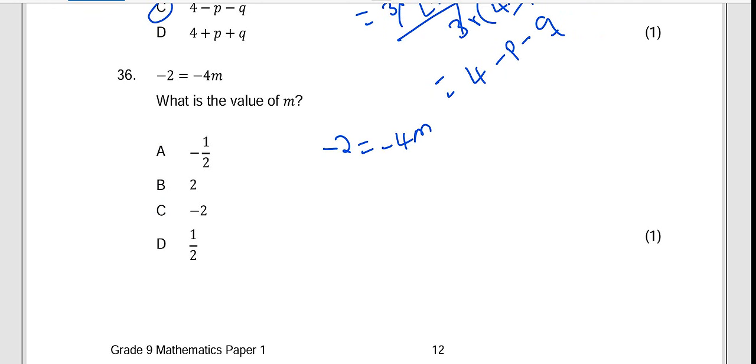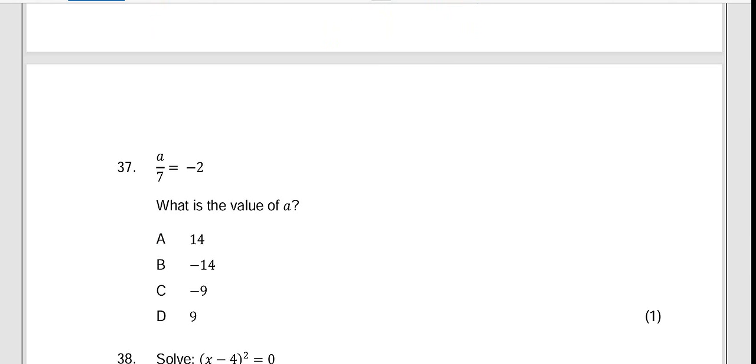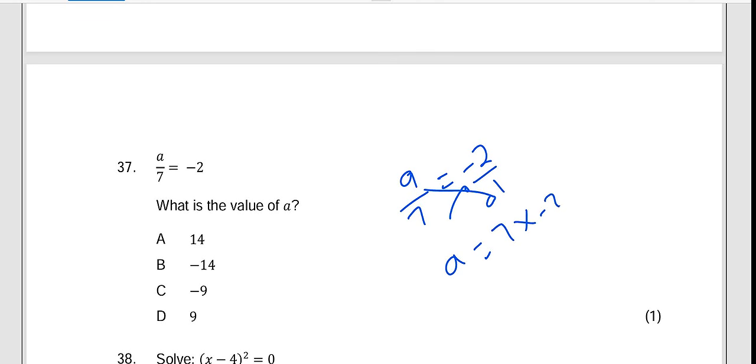Minus 4m. I will divide by minus 4 both sides, and then my m is going to be 1/2. The answer is D. And then what is the value of a here? We can either cross multiply, or you can multiply by 7 both sides. A times 1 is a. 7 times minus 2, therefore my a is minus 14. The answer is B.